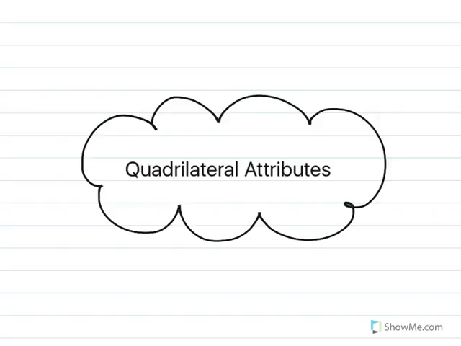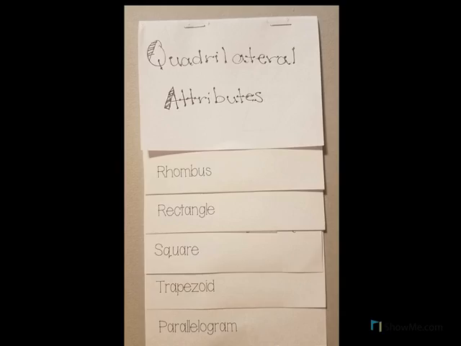Make sure you have this title written in your notebook. Okay, you should have this foldable already stapled and ready for you. The only thing you need to do is add your title, quadrilateral attributes, to the front. We're going to be going through each piece of the foldable to write your notes.